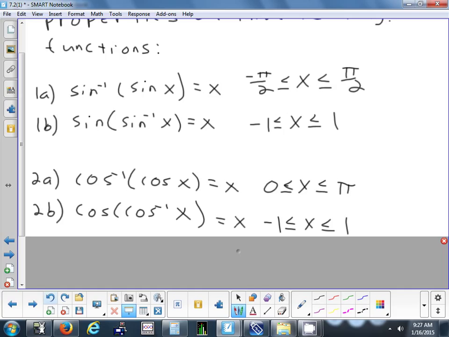And since the domain for inverse cosine is the same as the domain for inverse sine, our restriction on this formula is exactly the same. Cosine and inverse cosine cancel each other out as long as x is between 1 and negative 1.